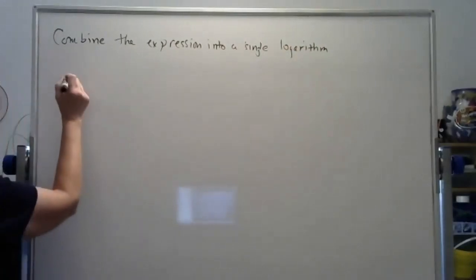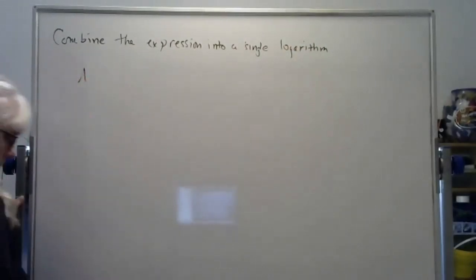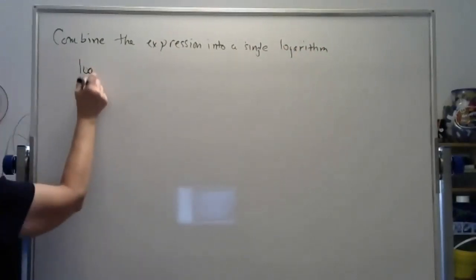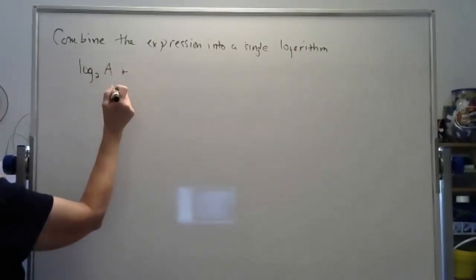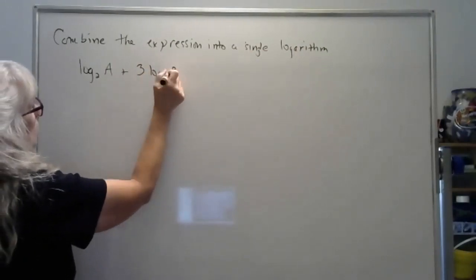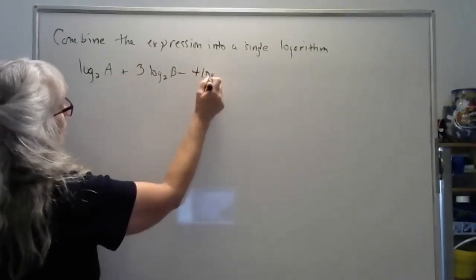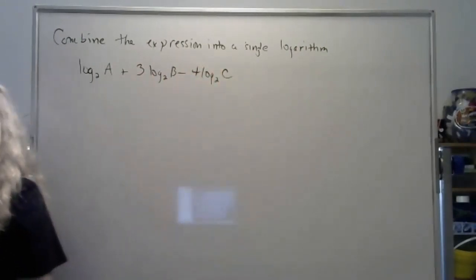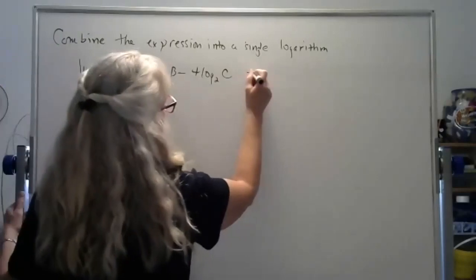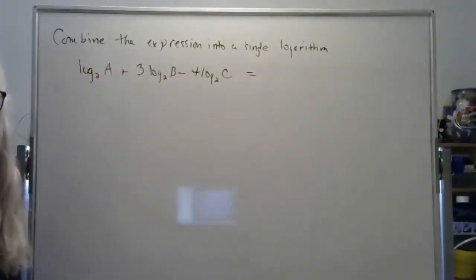Okay, so what if we have log base 2 of A plus 3 times the log base 2 of B minus 4 log base 2 of C. So log base 2 of A plus 3 log base 2 of B minus 4 log base 2 of C. And notice they're all the same bases; they have to be in order for us to manipulate things. Okay, well, let's see if we can do it in one line without having to go through a bunch.